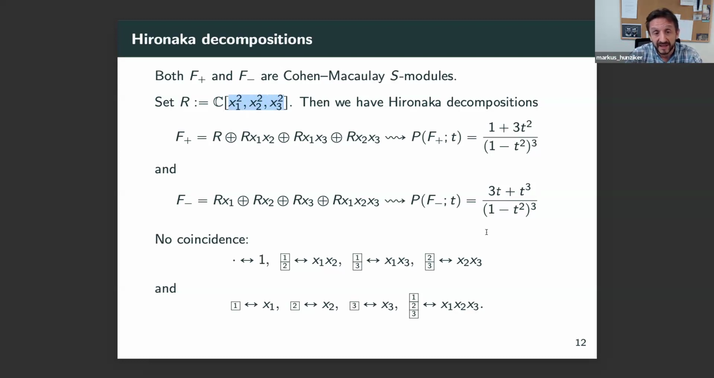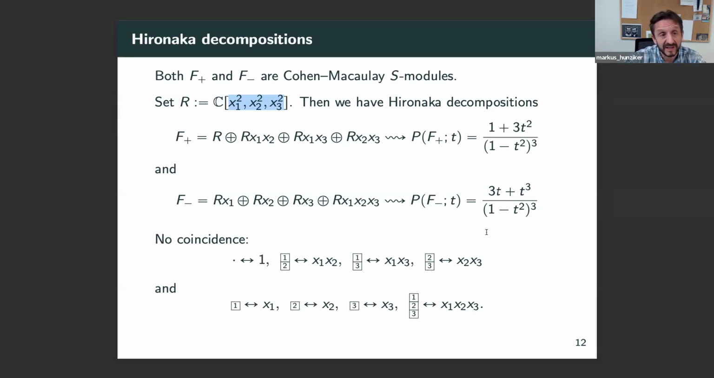So this is a recent result of mine with a postdoc at Baylor, Will Erickson, that we can write down, well, not Hironaka decompositions, but so-called Stanley decompositions for all the things that I'm going to write down later.